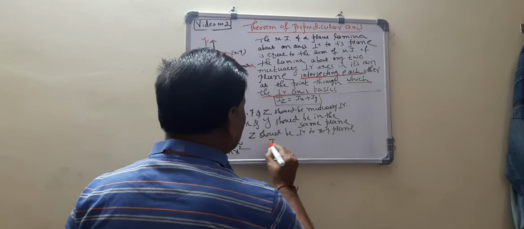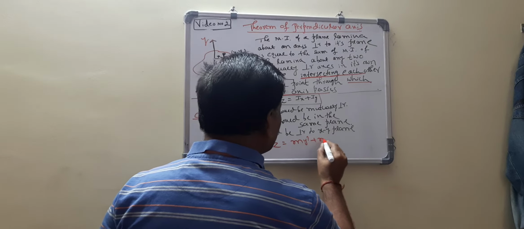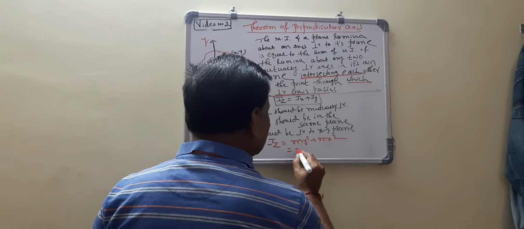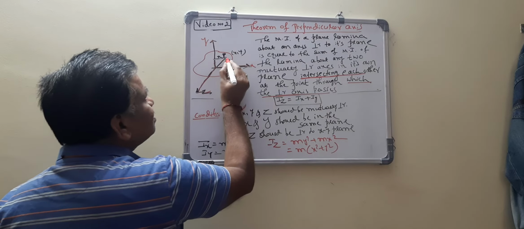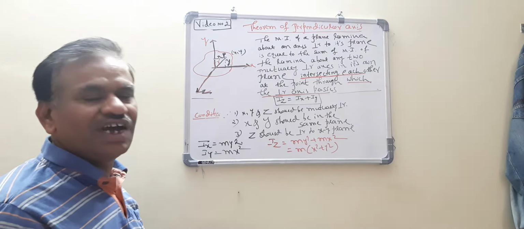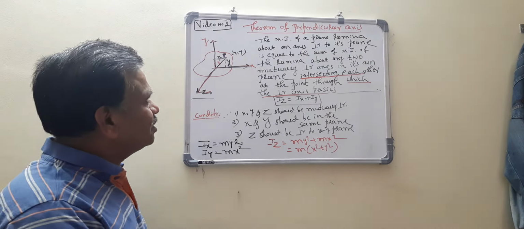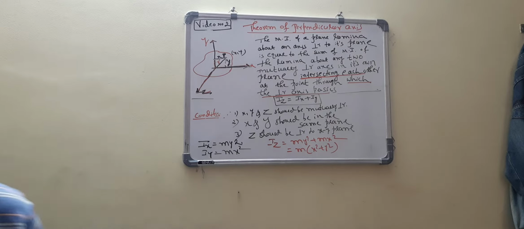You can write Iz equals M into Y square plus M into X square. Then can I write X square plus Y square? This X square plus Y square is nothing but R square, I can write it. This is about the theorem of perpendicular axis.